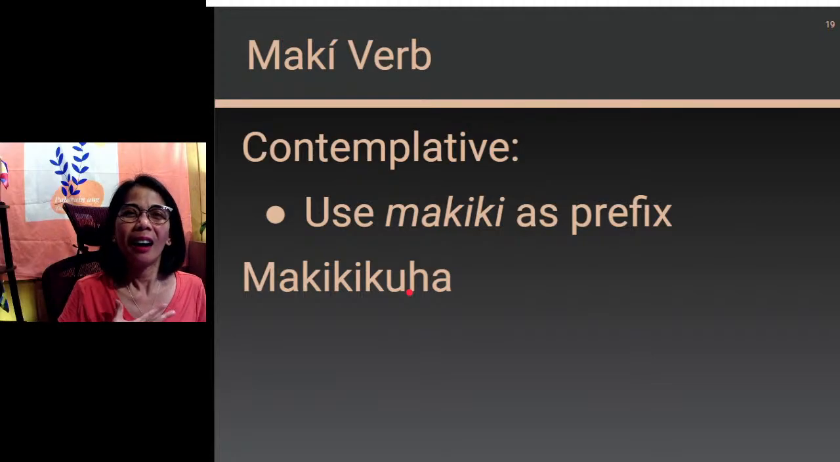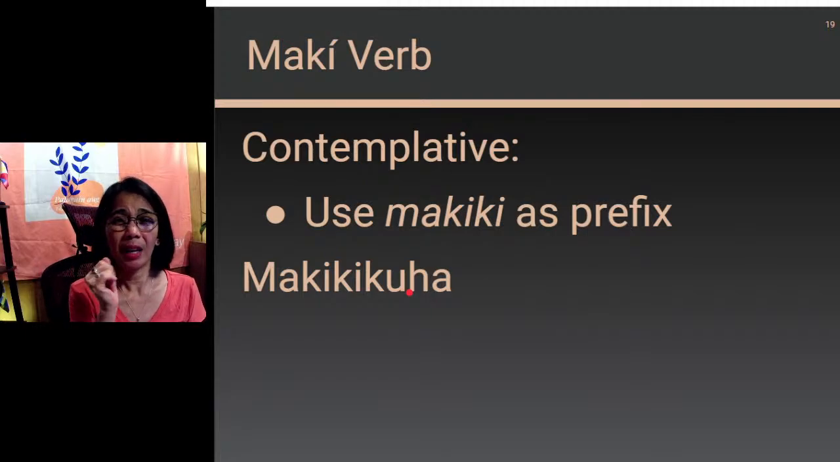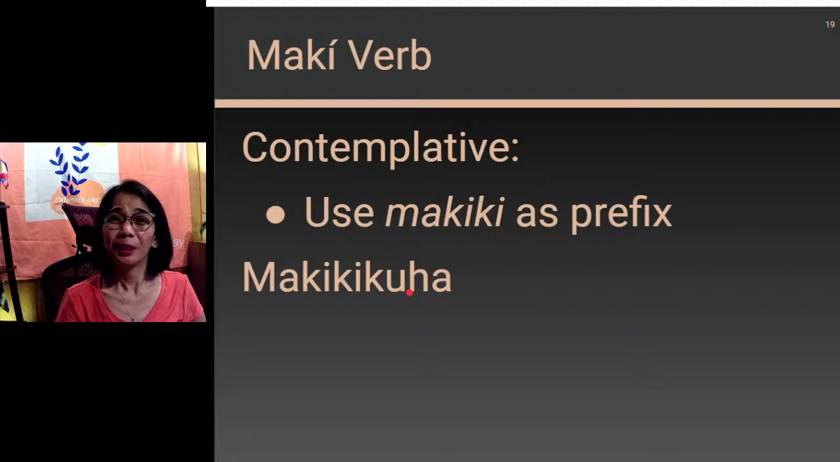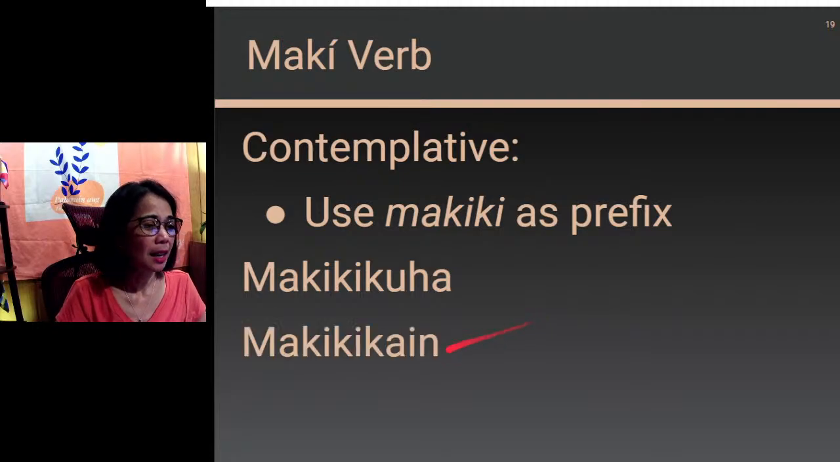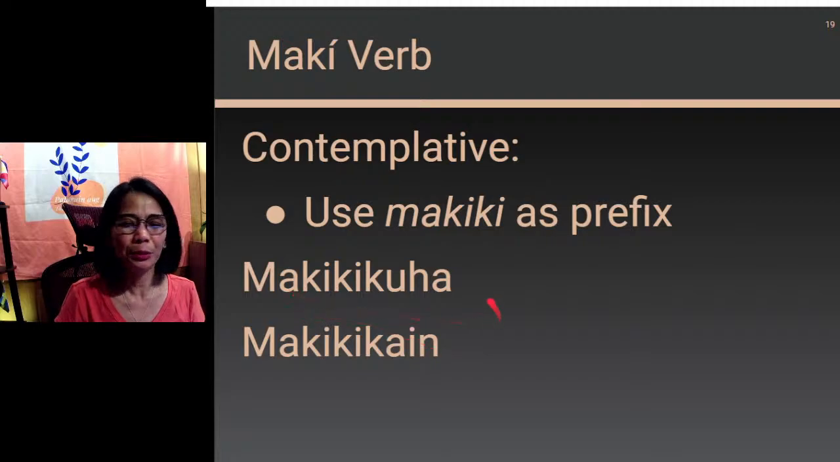Makikikuha ako ng mangga. I have this desire to get your mango, because there's a lot of mango in your tree. Makikikuha ako ng mangga. So the sound of that is like you are asking for permission. Makikikuha po ng mangga. Yes, that is that kind of use of this verb, makikikuha. And next, same thing with makikikain, right? You are thinking, oh, I have the desire to take part in your feast. Makikikain po. Okay?